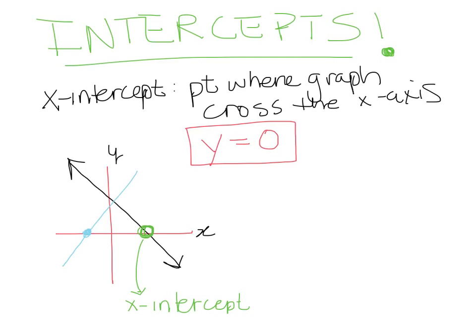Then we can talk about y-intercepts. We're done with that. Let's talk about y-intercepts. Guess what? Those are where the graph crosses the y-axis. So we can do the same thing.